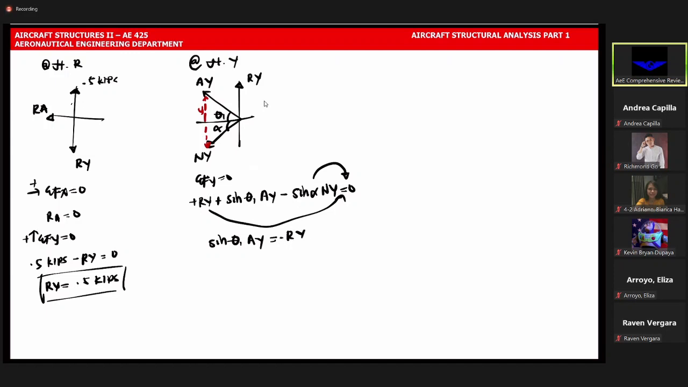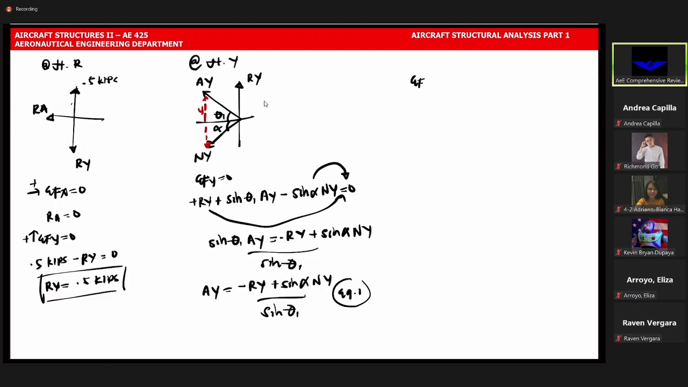Okay, negative Ry plus sin alpha Ny. And then divide both sides by sin theta sub 1, sorry. Ay is equal to negative Ry plus sin alpha Ny over sin theta sub 1. So this is your equation 1.